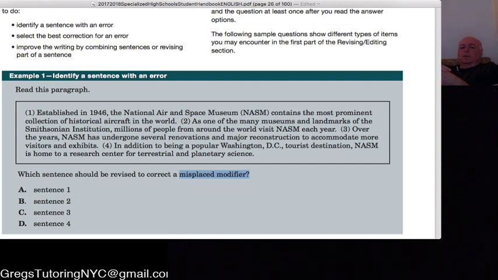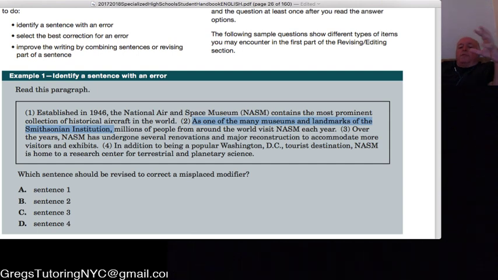And again, we could do something like, millions of people from around the world visit NASM, which is one of the many museums and landmarks of the Smithsonian, each year. And there's a couple of forms of this. I'm not even saying that's the best form of it. So we can see that the answer is 2 there. All right, so the modifier, this thing here, is usually intended to modify the subject right after it. The subject is the millions of people from around the world.